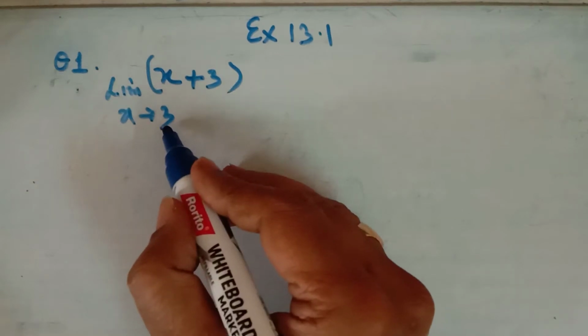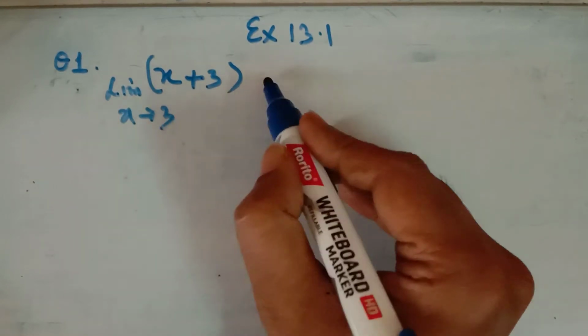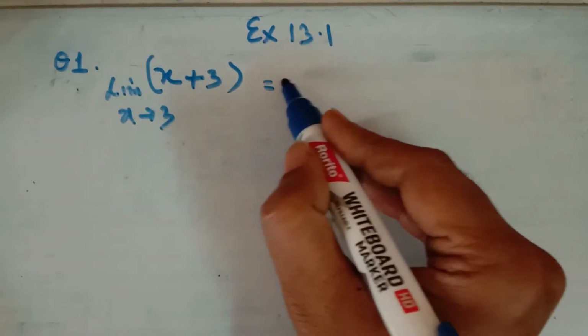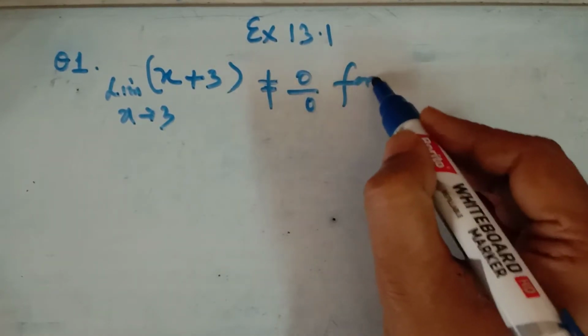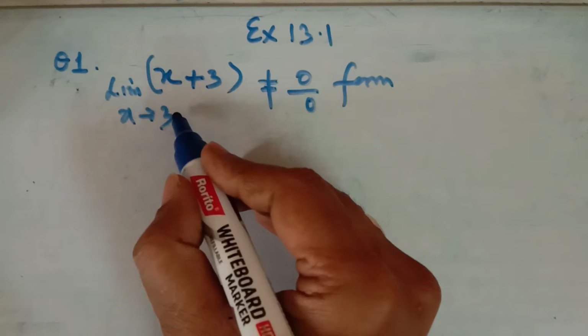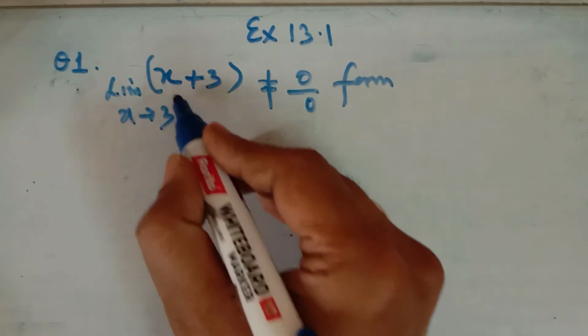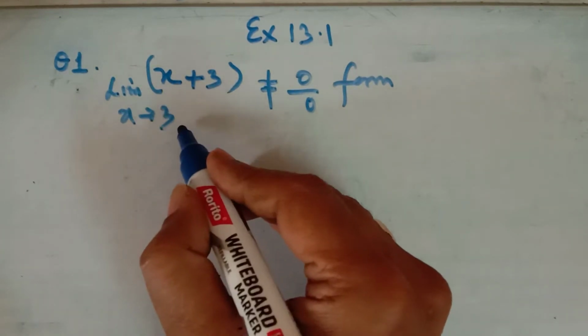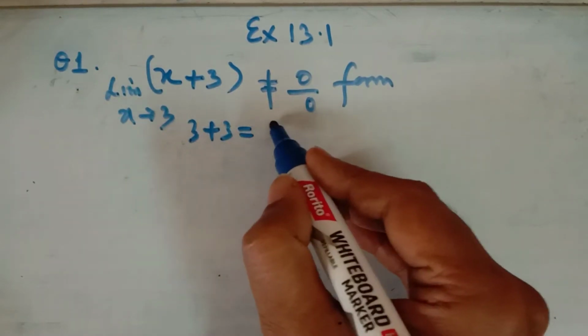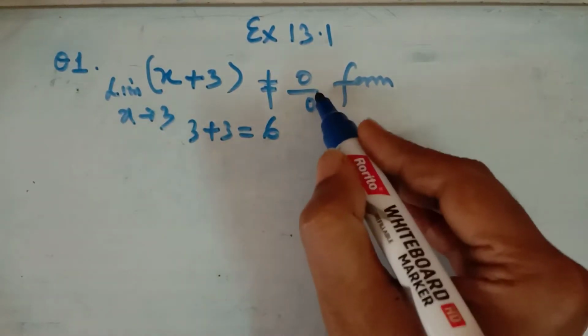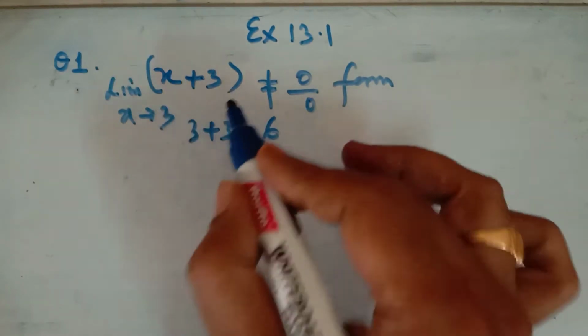Now, when you are putting this value of x equal to 3 here, you are not getting the 0 upon 0 form. जब 0 upon 0 फॉर्म नहीं आ रही, then the limit of the function is obtained by directly putting the value of x in this, that is 3 plus 3, which will be equal to 6.